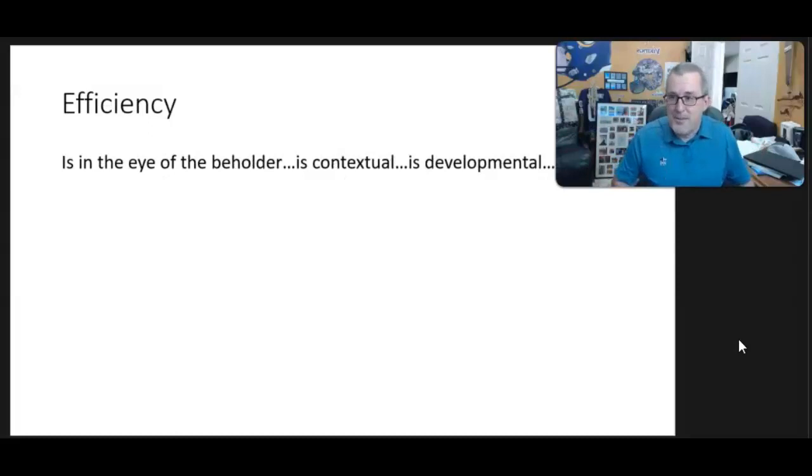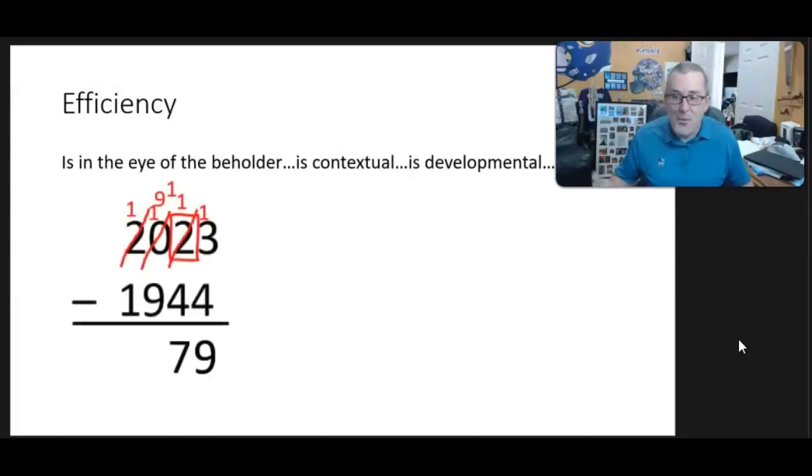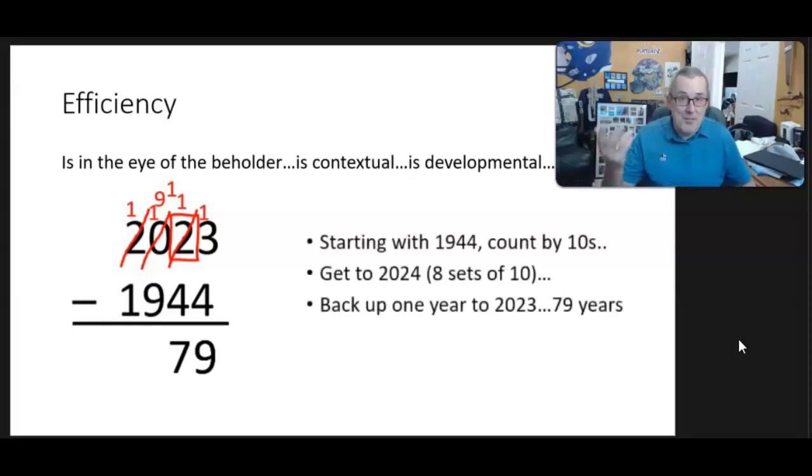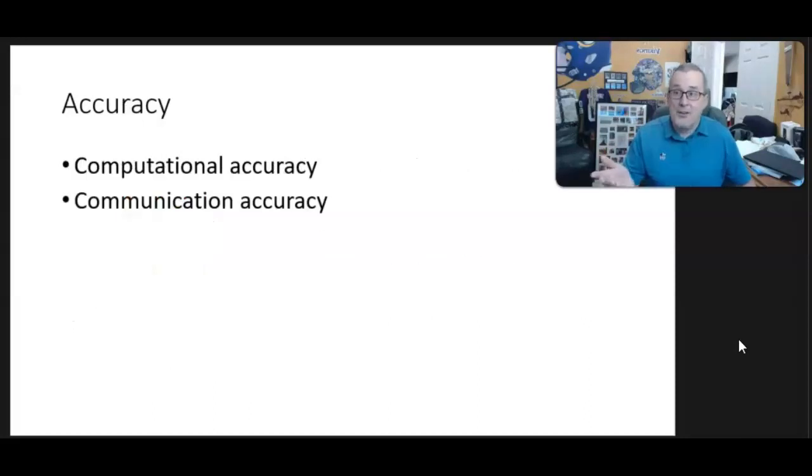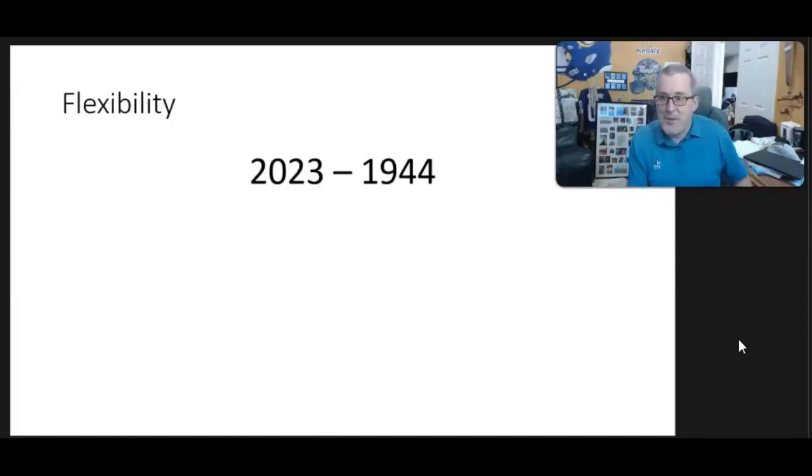But what's efficient? Efficiency is in the eye of the beholder. It wouldn't be efficient, in my opinion, to employ the standard algorithm in this case. 17 steps later, we get to the 79. It might be more efficient for somebody in a moment, depending on the context, to employ some other strategy, like the counting by 10 strategy, as an example. Now, accuracy includes 2 things. Certainly the computational accuracy. We want students to get the right answer, like the 79 years from 1944 to 2023, but we also want them to be able to communicate accurately. We want them to be able to explain their thinking and describe it and use proper mathematical vocabulary.